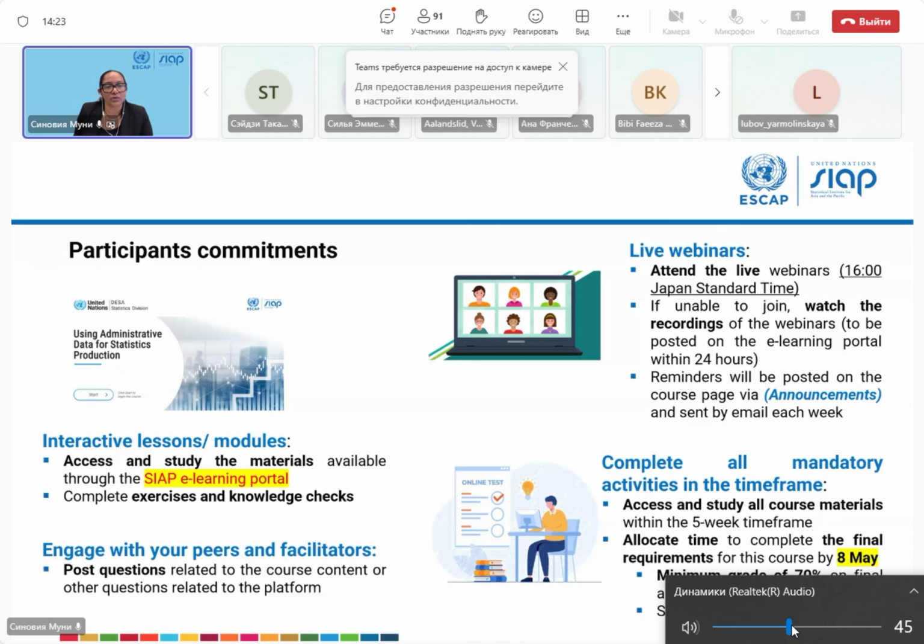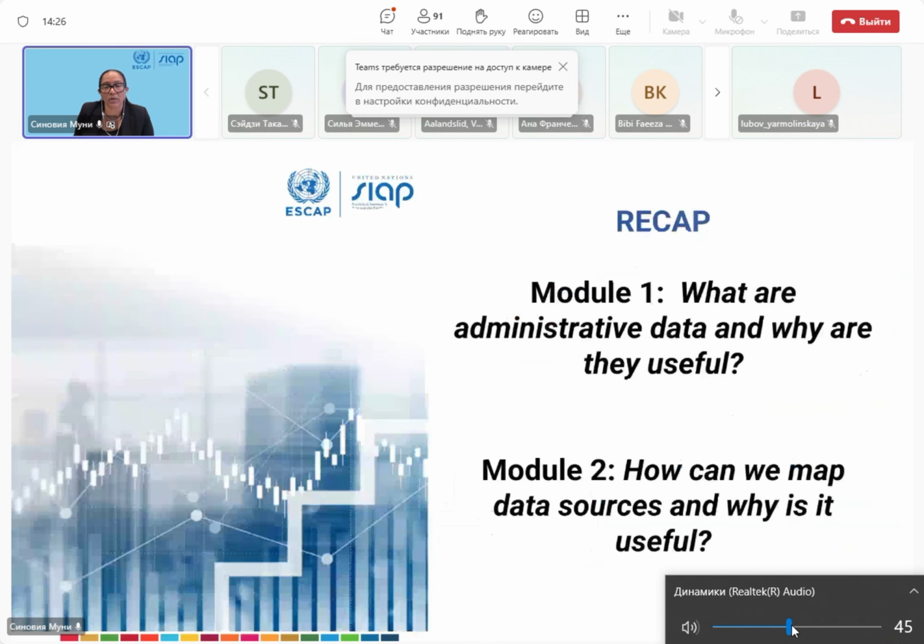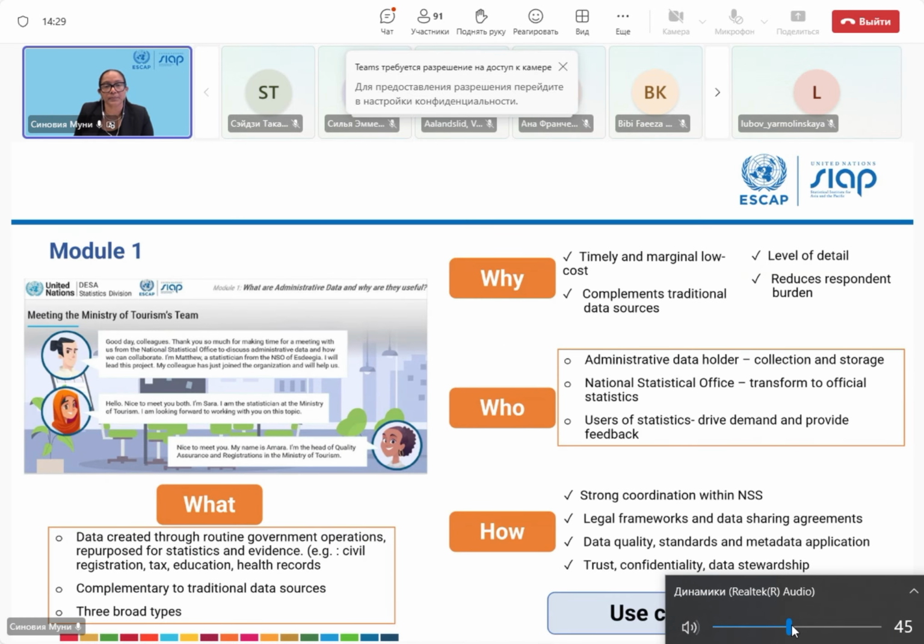So with that, I will now try to quickly do a recap of modules 1 and 2. Module 1, as you would recall, focused on what is administrative data and why it matters. Module 2 focused on how to systematically map out data sources. In module 1, we introduced the fictional characters, Matthew, who is from the NSO of Estesia, Sarah and Amara, who are from the Ministry of Tourism. And these characters will appear throughout the modules, and they will help us in delivering the technical content through storytelling.